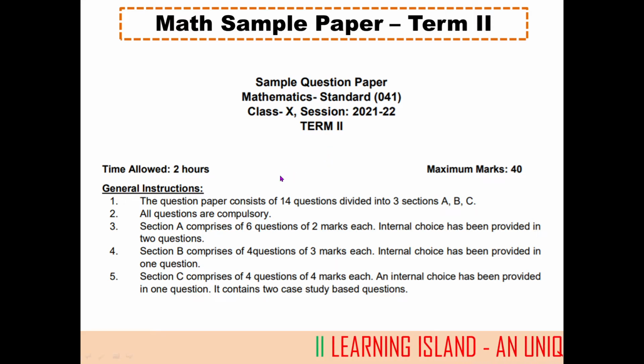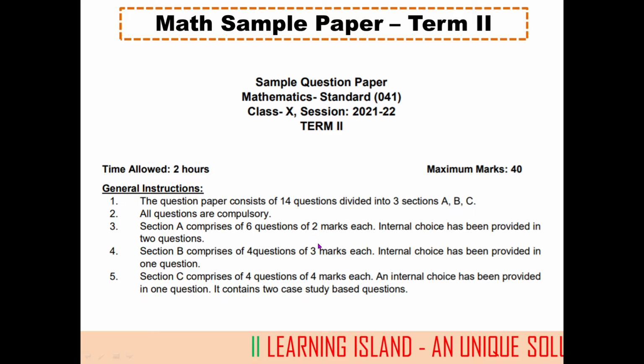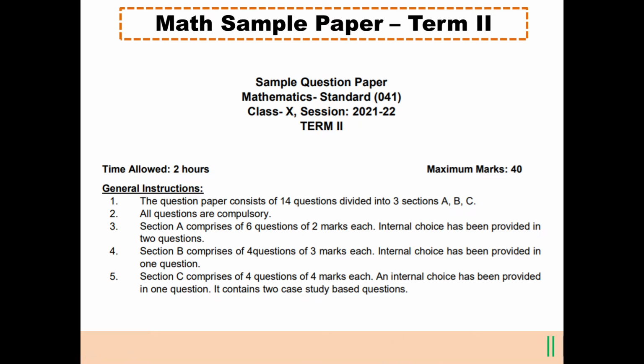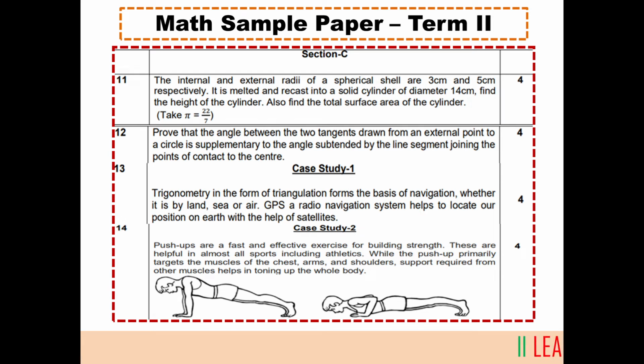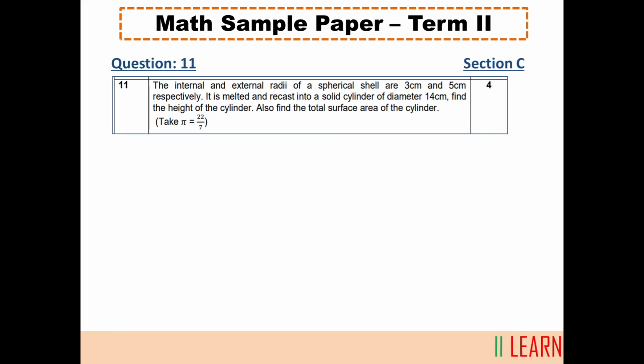So now starts the session. First of all, you see in this paper you will get the instructions. There are 3 sections in your paper. Section A contains 6 questions, each having 2 marks, section B contains 4 questions with 3 marks each, and section C contains 4 questions having 4 marks each. So let us now discuss section C. This is question number 11, the first question of section C.